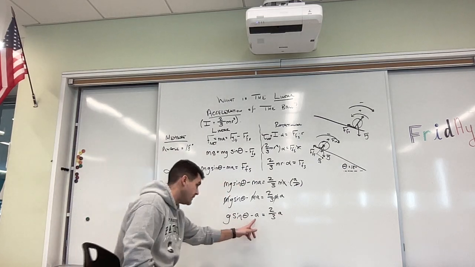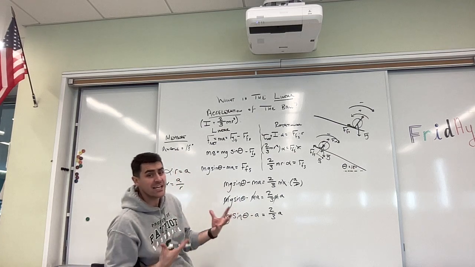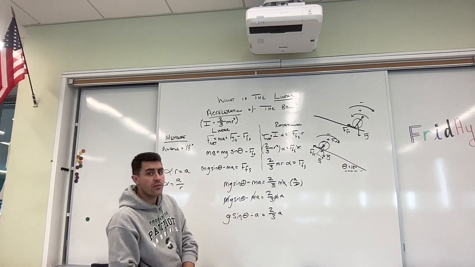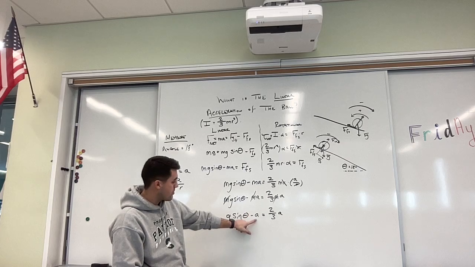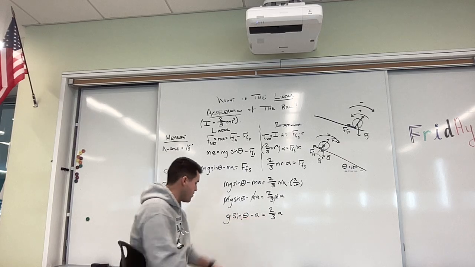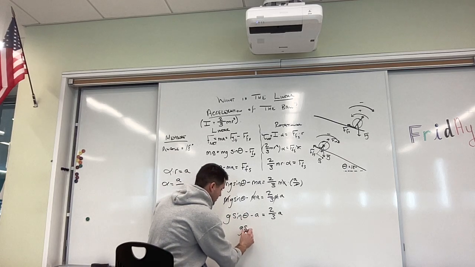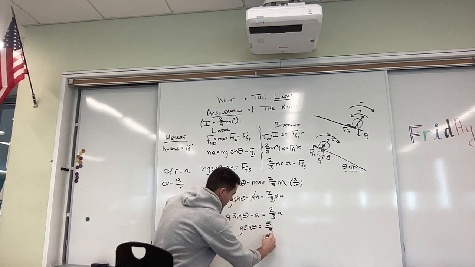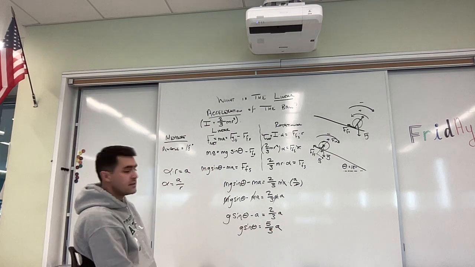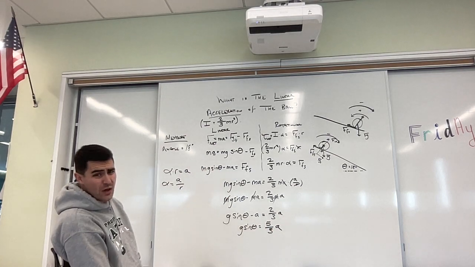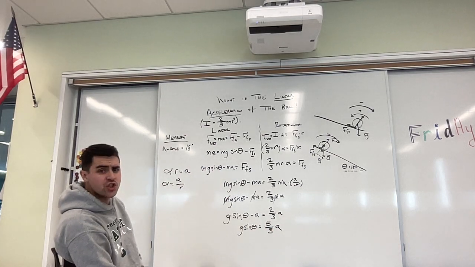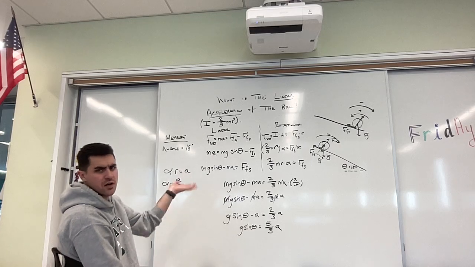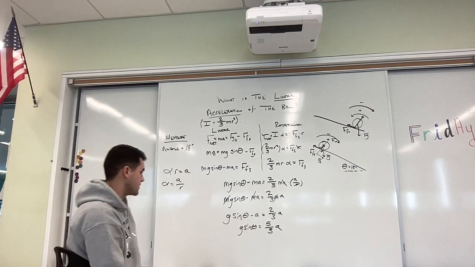G sine theta minus a equals 2/3 a. Stick with me. If this is 1a, it's technically 3/3 a. 3/3 a plus 2/3 a equals 5/3 a. This is what I have. At this point, if you have not paused the video to finish it, just do it. Pause the video, finish this thing yourself, come back and check out the answer.